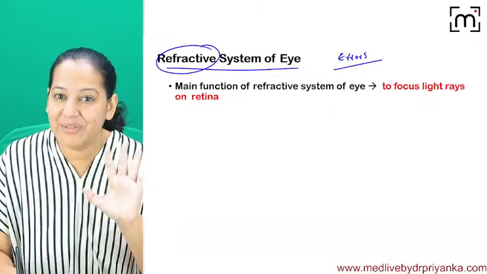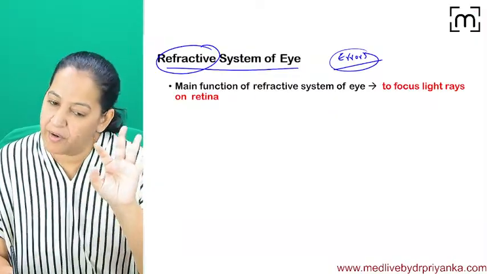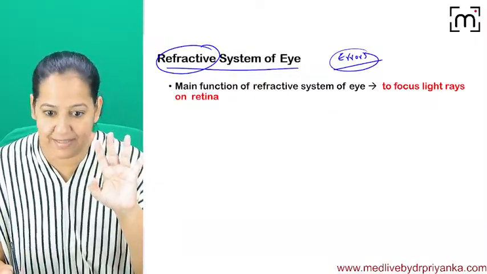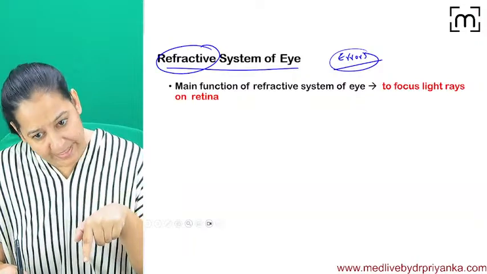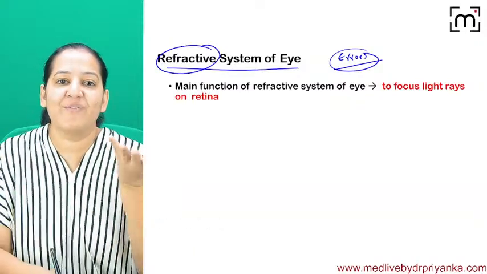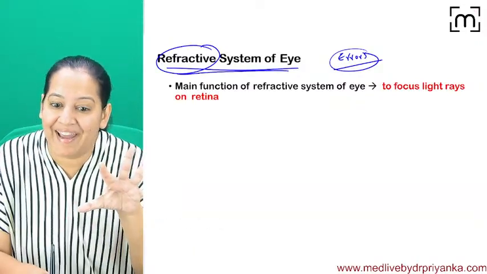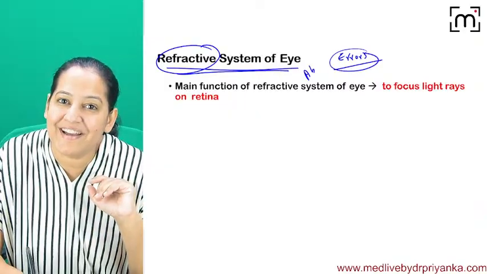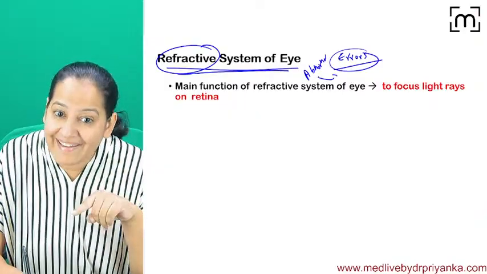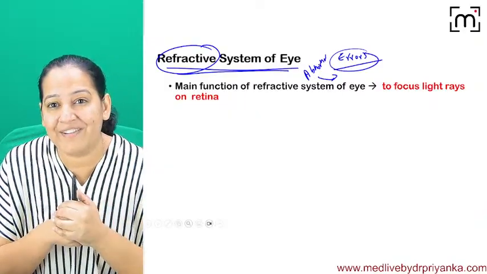I will teach you the errors. Wait a while. I will come to hypermetropia, myopia, astigmatism. I will teach you all the disorders today only. But before that, you have to understand what is a normal refractive system of the eye. If you understand normal, then only you will understand abnormal. Abnormal means errors. But you have to understand the normal refractive system of the eye.